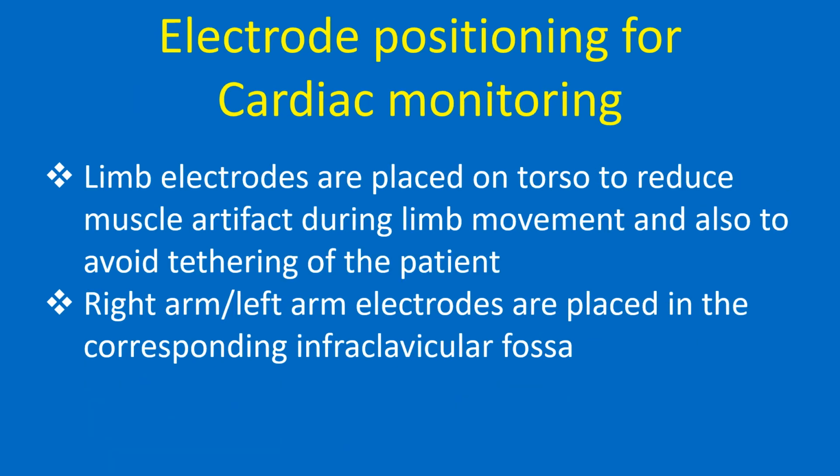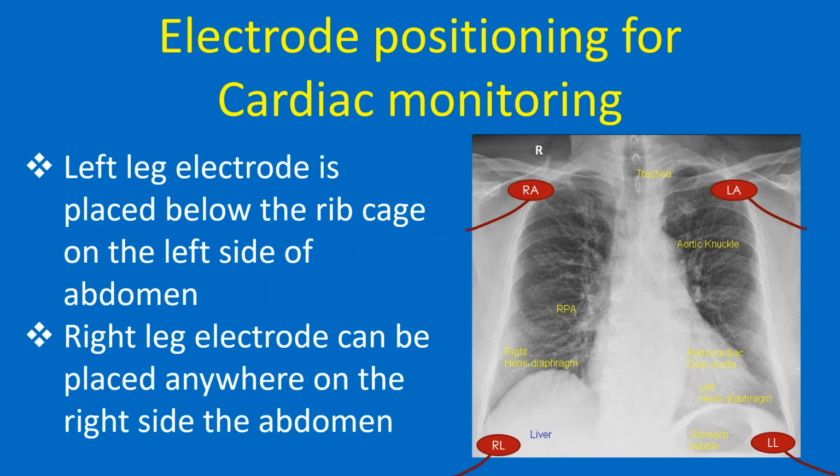Limb electrodes are placed on torso to reduce muscle artifact during limb movements and also to avoid tethering of the patient. Right arm and left arm electrodes are placed on the corresponding infraclavicular fossa. Left leg electrode is placed below the rib cage on the left side of the abdomen. Right leg electrode can be placed anywhere on the right side of the abdomen.